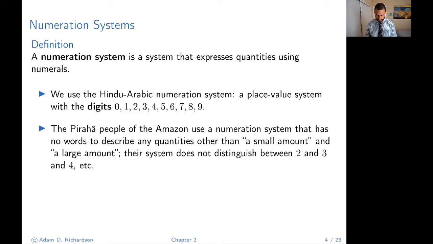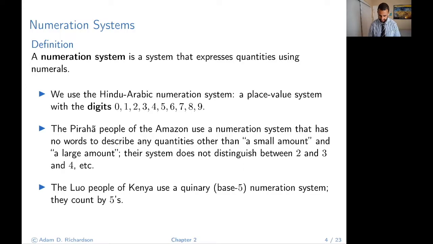Okay. So here's what's interesting. By comparison, the Parahya people of the Amazon use a numeration system that has no words to describe anything other than a small amount and a large amount. So they don't distinguish between 2 and 3 and 4 or 10. They just know a little bit and a lot. And that's the whole numeration system. Very, very different from ours, but it is still a system of counting.